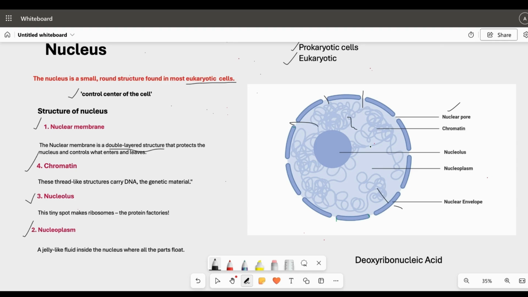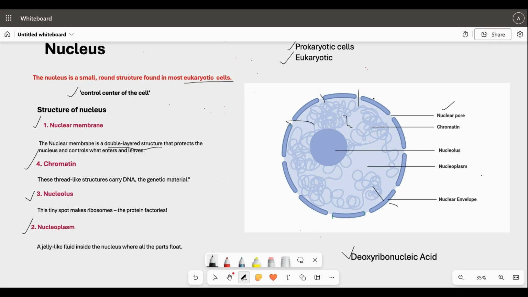It's the DNA that decides everything: how you look, your eye color, what your hair is like, everything. That's why DNA is very important, and this is the reason we call the nucleus the brain of the cell. Okay, now because it contains this thread-like structure called DNA, you can note down the full form of DNA is deoxyribonucleic acid. So I hope now you understand DNA.